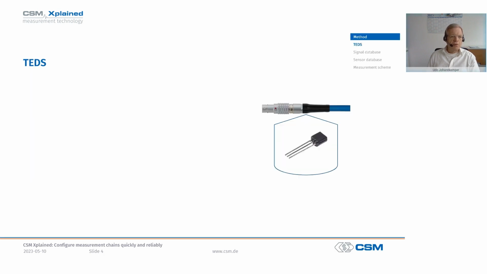So let's start with TEDs. What is TEDs? TEDs stands for Transducer Electronic Datasheet. This means within the cable or the plug, there is a silicon chip which stores the properties of the sensor. It's in a standardized format, IEEE 1451.4.